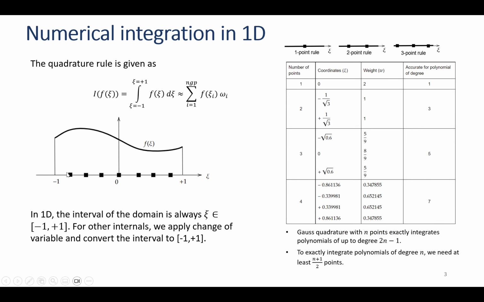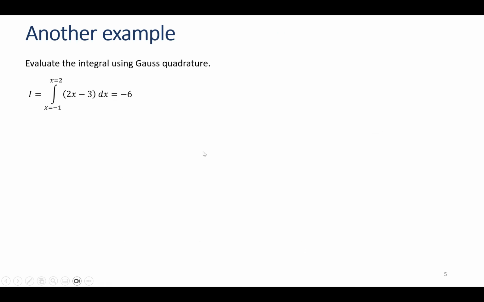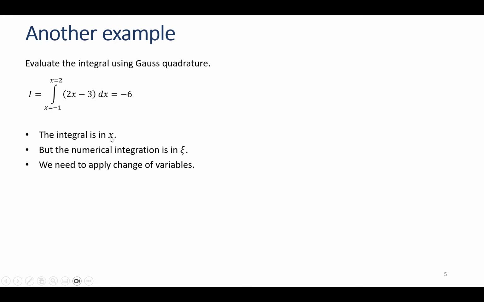Now remember, our numerical integration in 1D is always from -1 to +1. Okay? If we have different limits, then we cannot apply this numerical integration rule. We do not apply this method. Okay, so here the integral is in x, but the numerical integration is in xi.